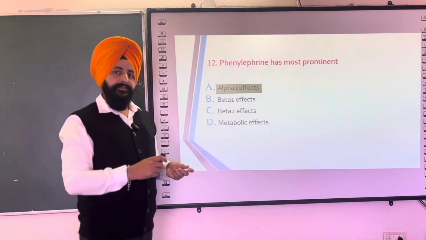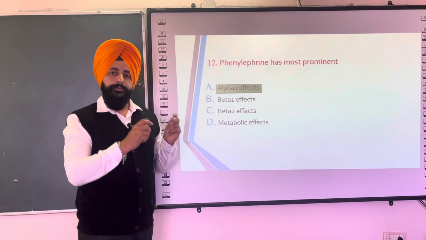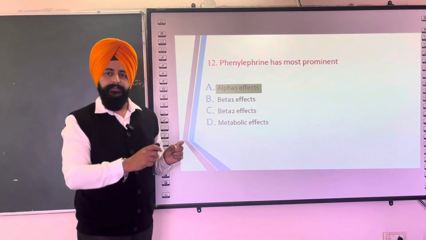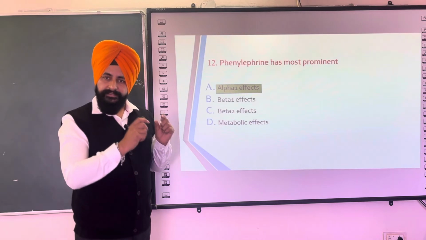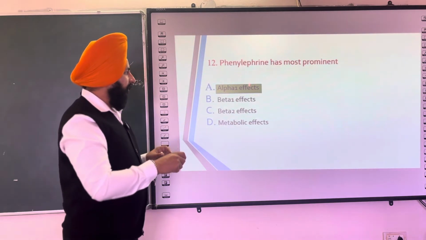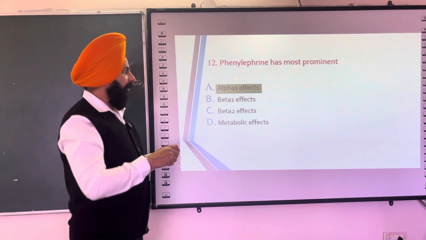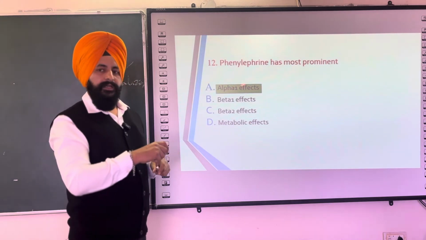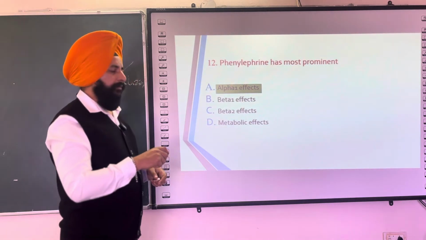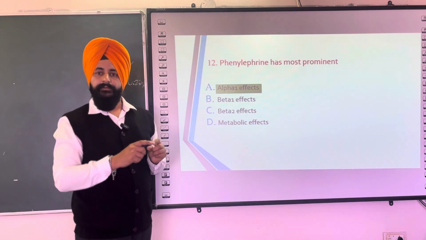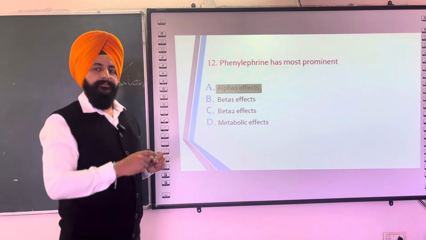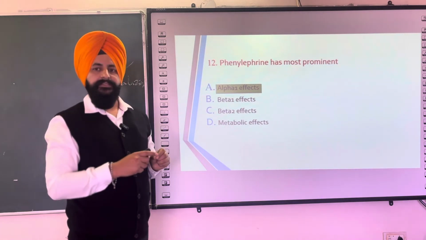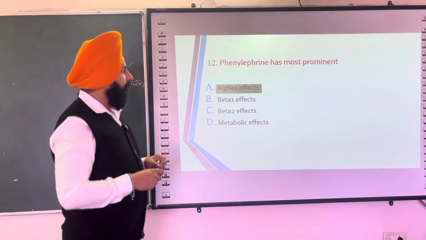Phenylephrine, as you know, is used in many cough syrups, and it is used for the treatment of pulmonary congestion. It is effective through the alpha 1 receptor. Alpha 1 receptors are present in the bronchi and pulmonary system. So alpha 1 is the correct option for phenylephrine.